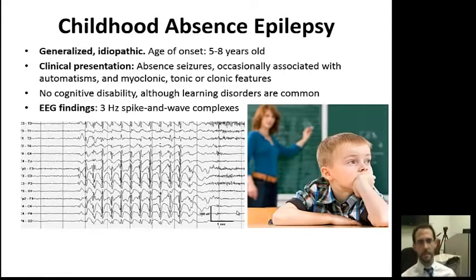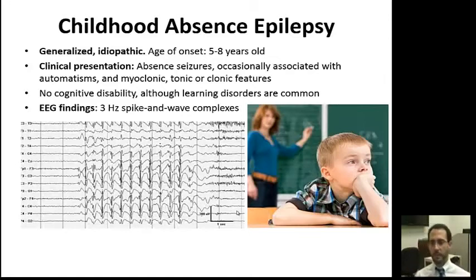Childhood absence epilepsy. This is a very interesting disease, and it's very common, and you will definitely encounter this at some point. It's a generalized idiopathic entity. Age of onset is 5 to 8 years old. Clinical presentation, like it says, is absence seizures, occasionally associated with automatisms, myoclonic, sometimes tonic or clonic features.